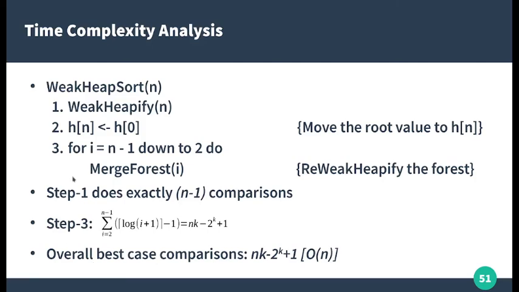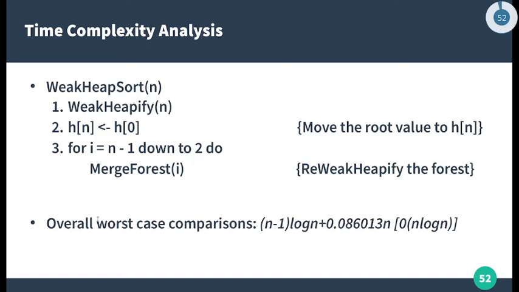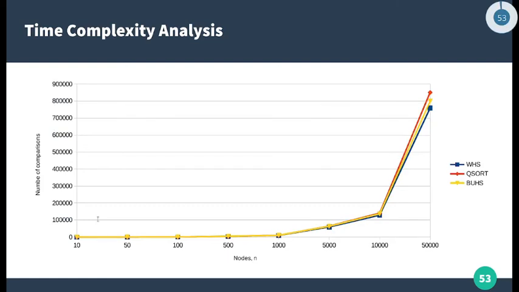So the time complexity for this algorithm in the best case will be order of n, and the overall worst case comparisons will be (n minus 1) log n plus 0.086013 n. So the worst case comparison will be order n log n.